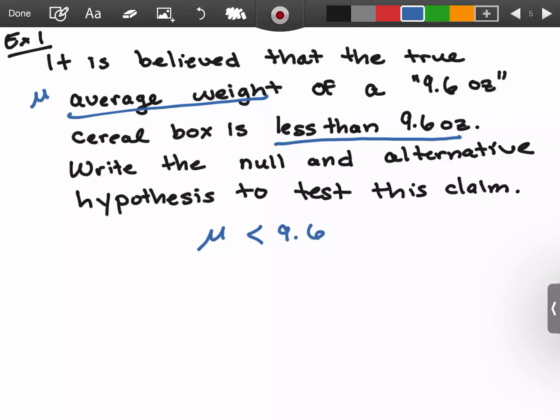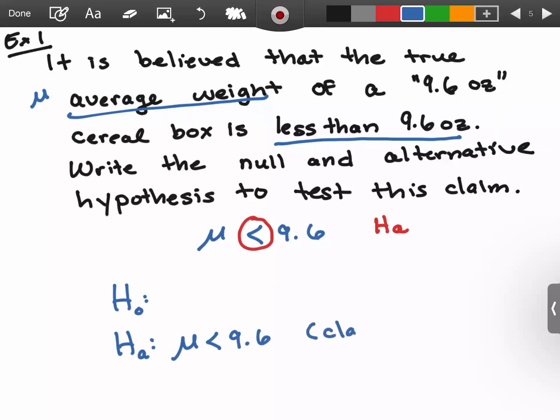All right, hopefully you thought about this for a moment. Because of the less than symbol, that is a strict inequality. So that's going to be part of HA, the alternative hypothesis. Writing this out in symbols, our claim is that the true mean is less than 9.6 ounces. That's the claim. And the alternative to that would be everything else. So we would say the true mean is greater than or equal to 9.6 ounces.